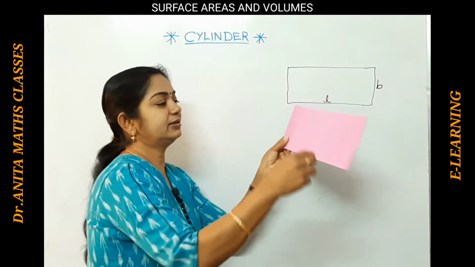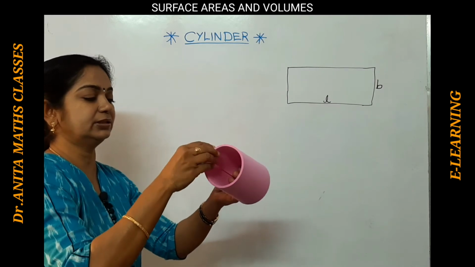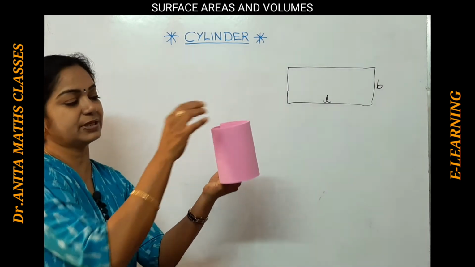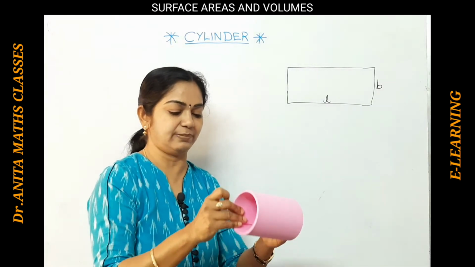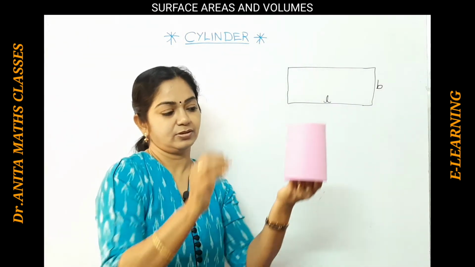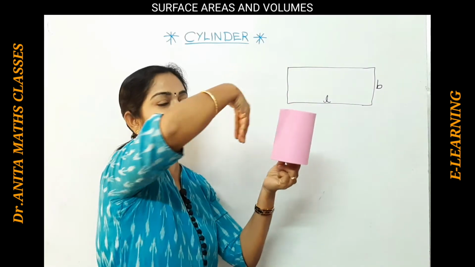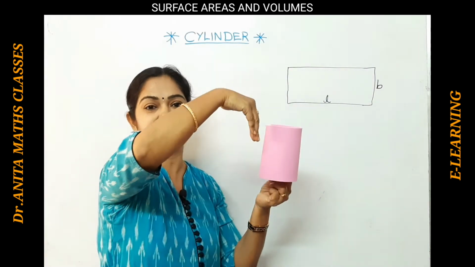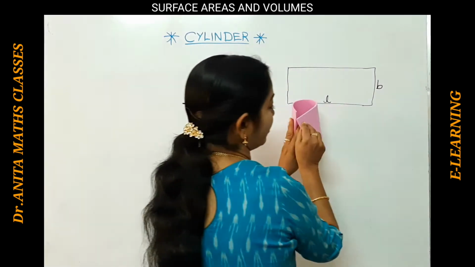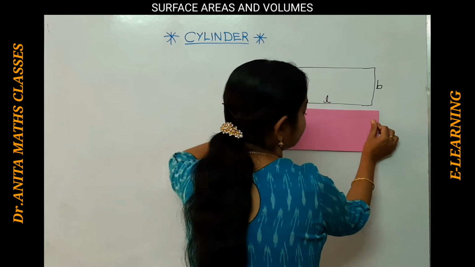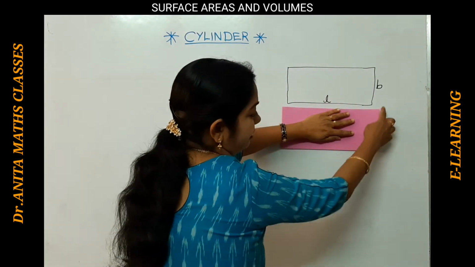Now if I take the two breadths and roll it and join the two breadths here, this becomes the cylinder, right? This is cylindrical in shape. So here clearly we can say there are two circular bases and something which is curved in shape. So this forms a cylinder, and if I open the two breadths here, it becomes a rectangle. See, a rectangle of length and breadth.